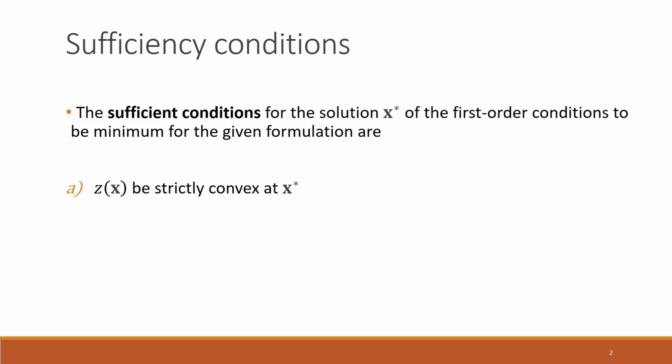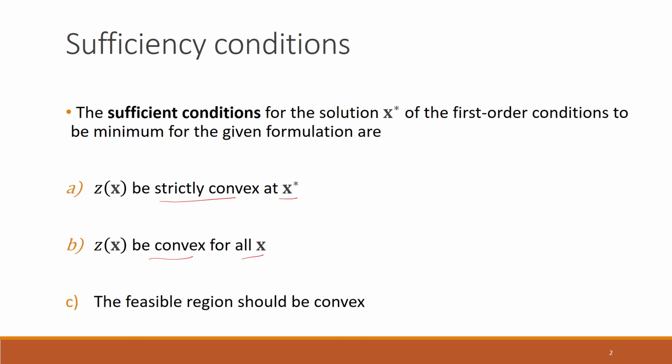First, this function z should be strictly convex at x star. We have seen what a strictly convex function means in the previous lectures. The other condition required is that this function z should be convex for all x values. So, you can see there is a slight difference: although it is required that z of x should be strictly convex, the requirement is that it should be strictly convex at least at x star only. Here, it says it should be convex, but for all x.